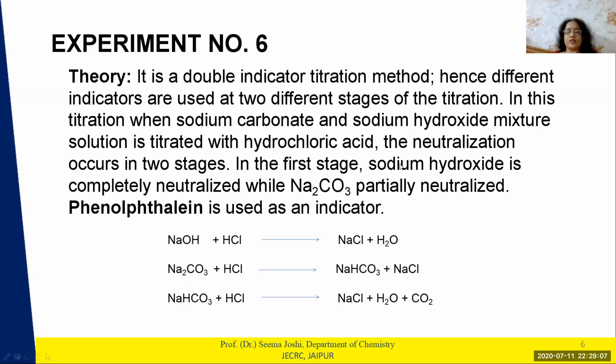In the first stage, sodium hydroxide is completely neutralized while sodium carbonate is partially neutralized. Phenolphthalein is used as an indicator. You can easily see from these equations, in which the first equation tells us how neutralization of NaOH takes place and sodium carbonate is half neutralized. This is our phenolphthalein endpoint, and then we will continue the experiment with methyl orange indicator, and then complete neutralization of this will take place.